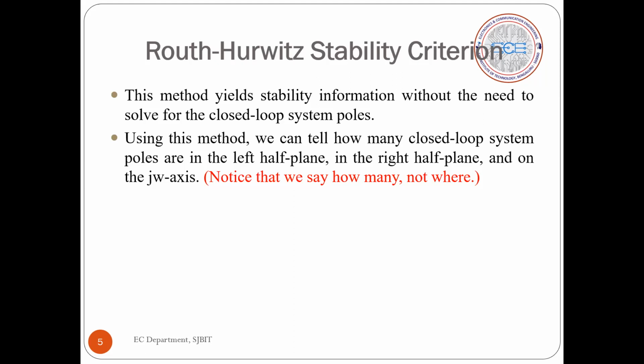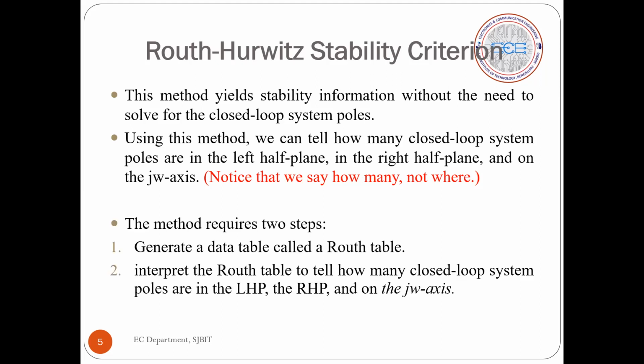As we have seen in the last slide, the number of roots which can occur in the right side of the S plane is equal to the number of sign changes in the first column of the Routh table. Remember, it gives us only how many roots are in the right half of the S plane. It will not give the exact locations of those roots. We will not get to know the root locations causing instability, only how many roots are to the right of the S plane causing the instability.